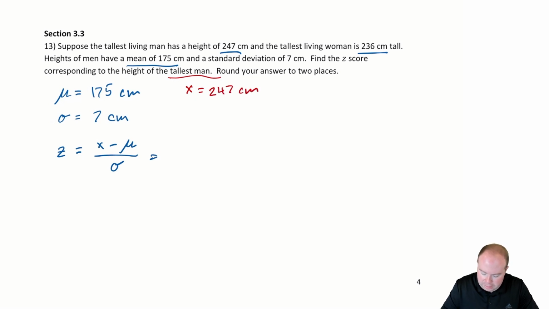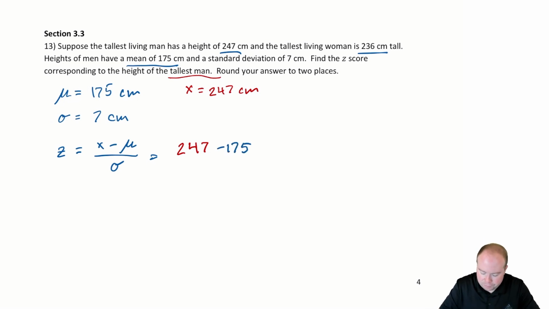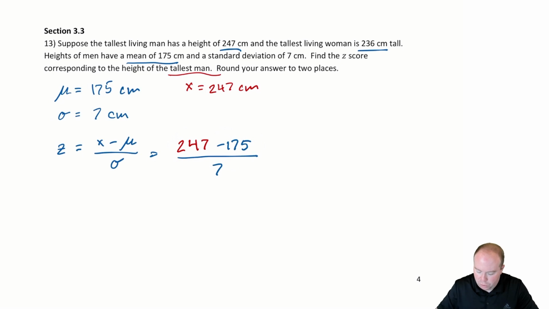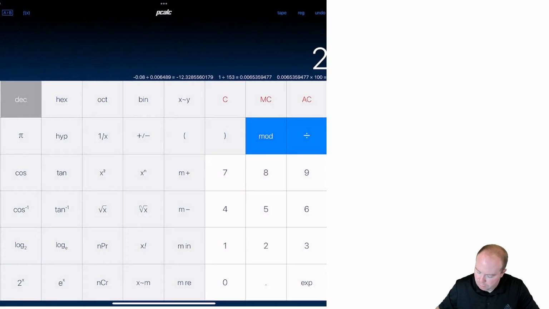And now, plugging this in, be careful that you put it in the right order. This one's above average, so we expect our value to be positive. Our z-score is either positive if it's above the mean or negative if it's below the mean. So plugging that in, we do kind of a mental computation right here. If we were to do 247 minus 175, 247 minus 175 is 72. Then we divide that by 7.